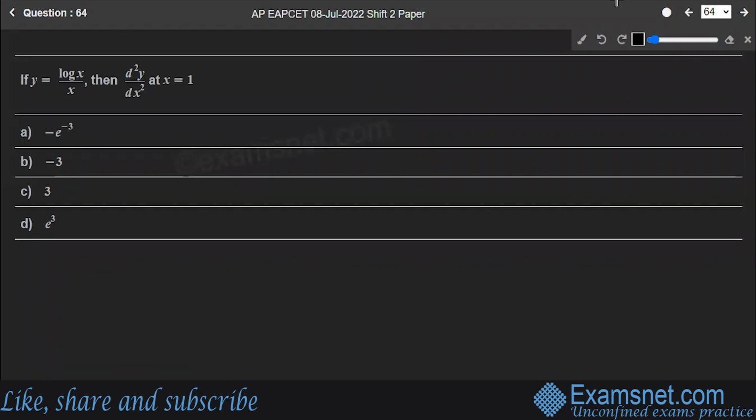Question number 64. It says if y is equal to log x upon x, then the second derivative of y with respect to x at x is equal to 1 is equal to which of these following options? So you are given y is equal to log of x upon x, which can be written as xy is equal to log of x. Let's find out the derivative. So here this will be the first function, this is the second function. The derivative will be given by first function into derivative of second plus second function into derivative of first is equal to the derivative of log of x, which is 1 by x. Let's name it as number 1.